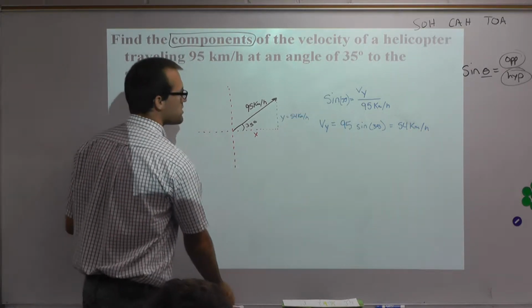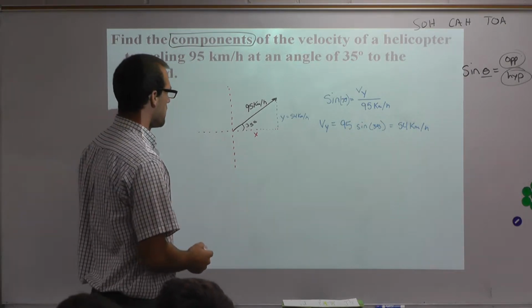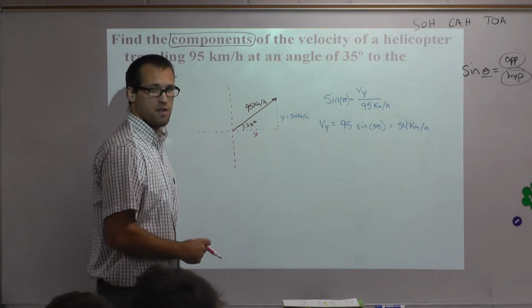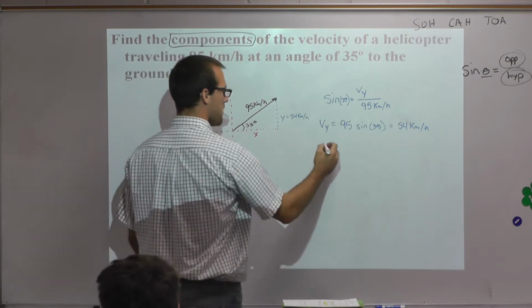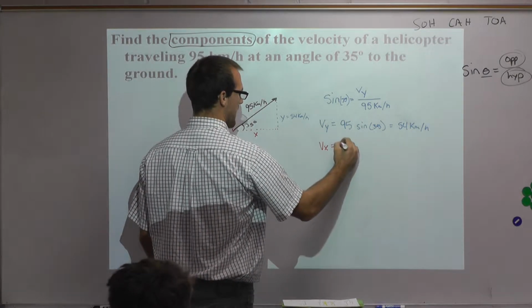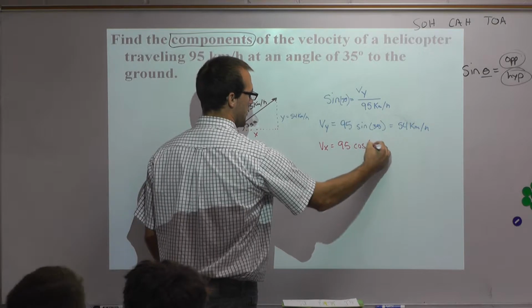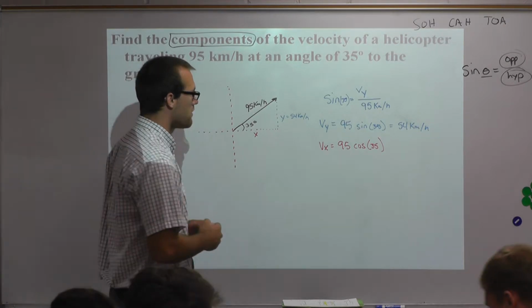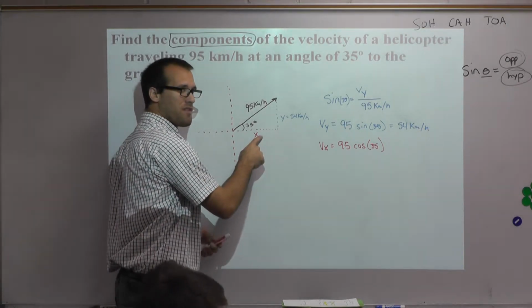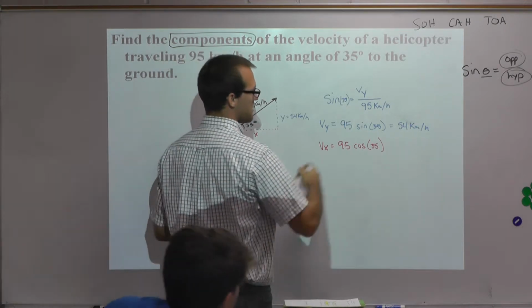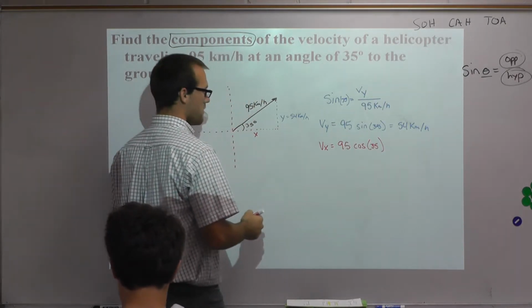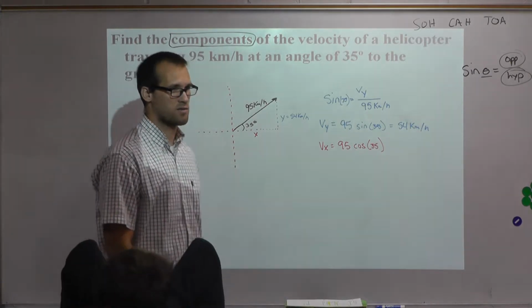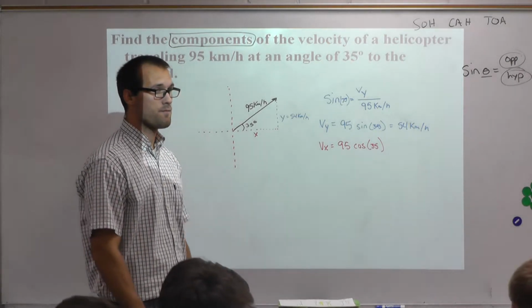Should we use the angle to find the x, or should we only use the y value? I think you get in the habit of using the sine and cosine functions because you're going to use them a lot. So then Vx would be 95 cosine of 35. Could you use the Pythagorean theorem? You could, but I think you should get in the habit of using sine and cosine because you're going to need to get good at it.